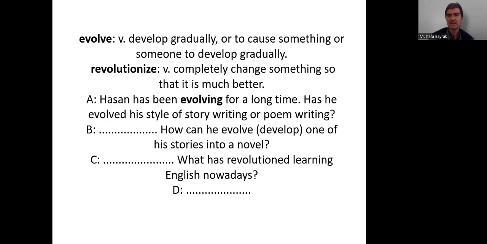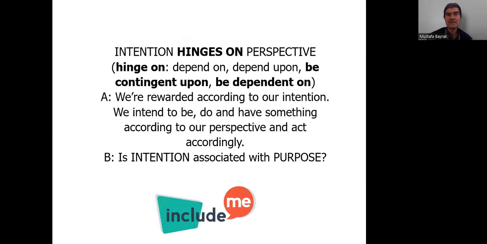Zoom. Yes, the Zoom application has revolutionized learning English nowadays. Intention hinges on perspective. Hinge on means, as you know, we mentioned it before: depend upon, be contingent upon, be dependent on are also possible. We are rewarded, passive voice. We are rewarded according to our intention. We intend to be, to do and to have something according to our perspective and act accordingly.